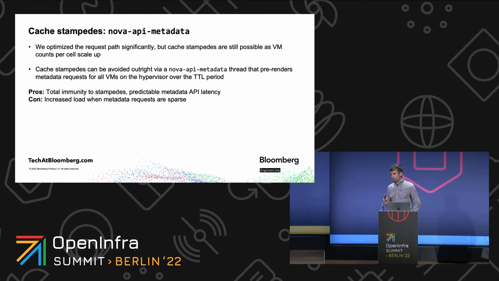And although I mentioned we optimized the path significantly, we're not really solving the problem of a stampede. So this is future work, but basically we know the period over which metadata TTLs out, so we can have a thread that pre-renders things in advance of them expiring over the whole window. This way, everything's always cached. We don't ever have a cold hit. This gives us basically total immunity to stampedes and predictable API latency. However, it increases the load when the control plane is otherwise idle. So it's a decision up to you. I don't know if it's something upstream would accept.